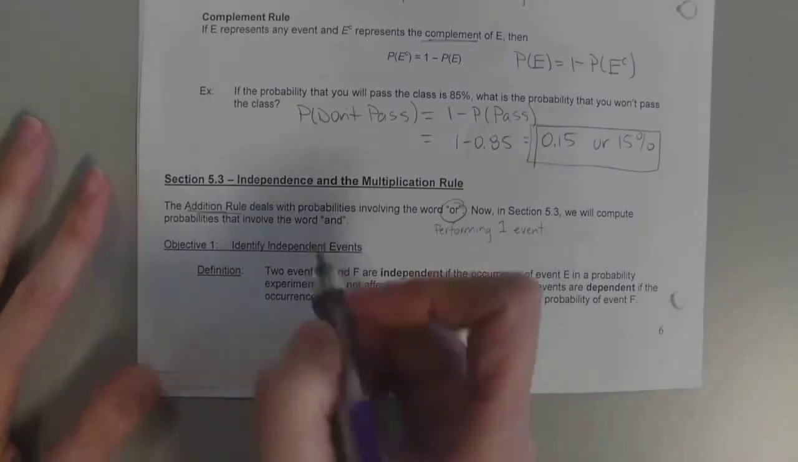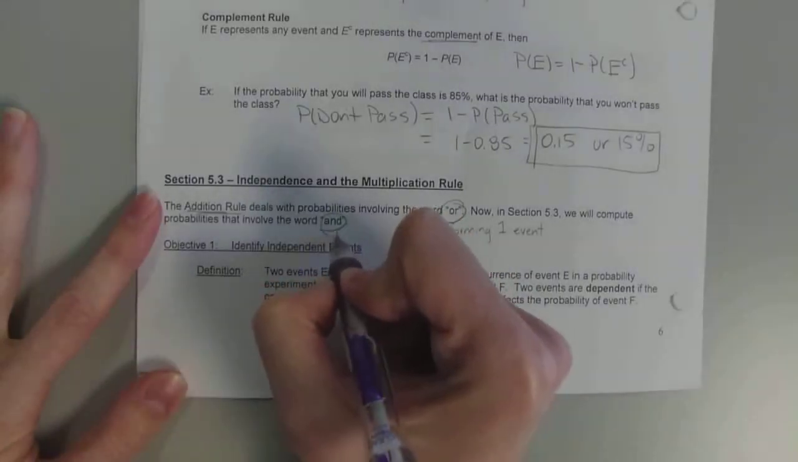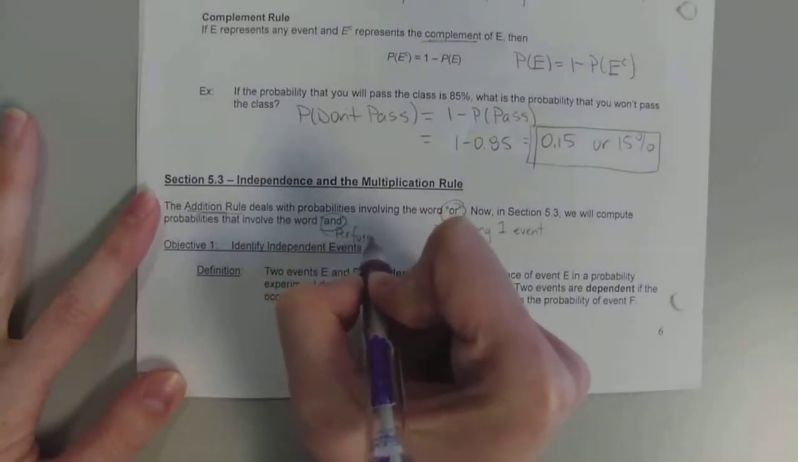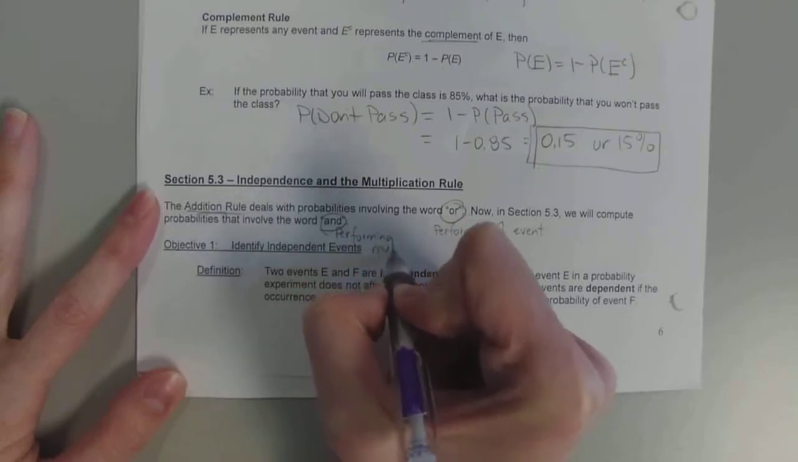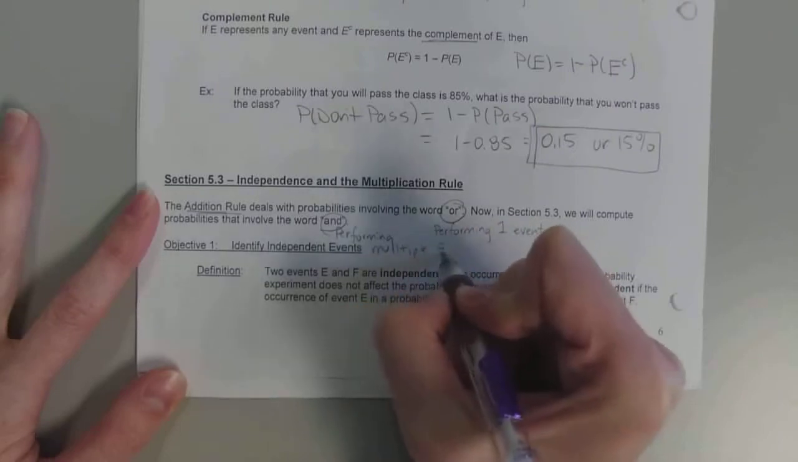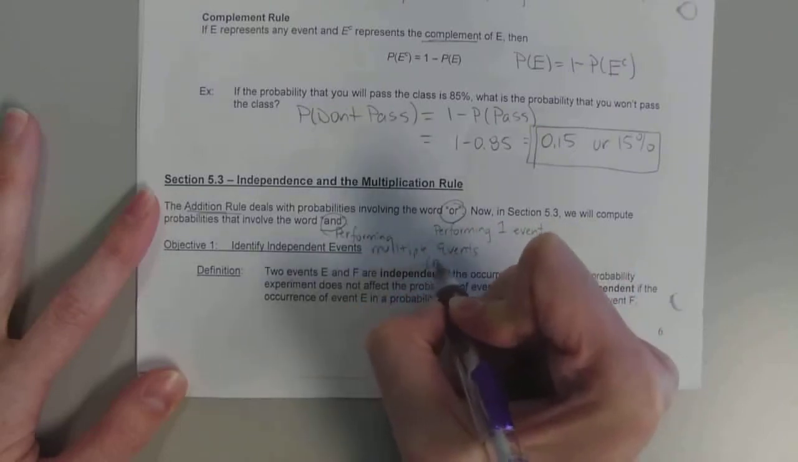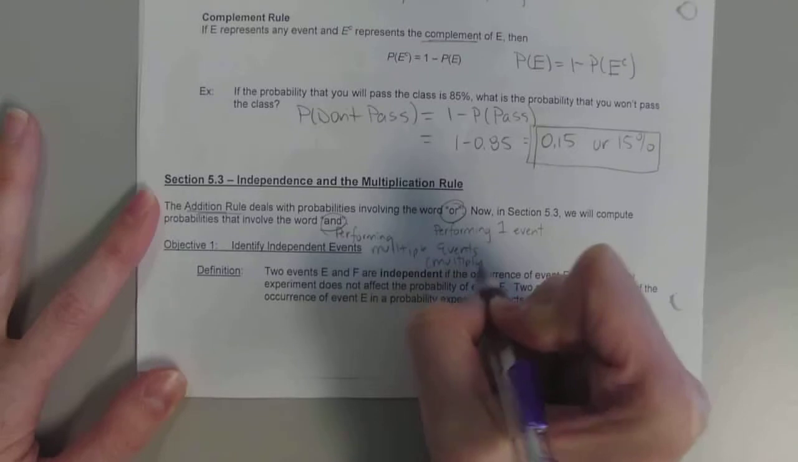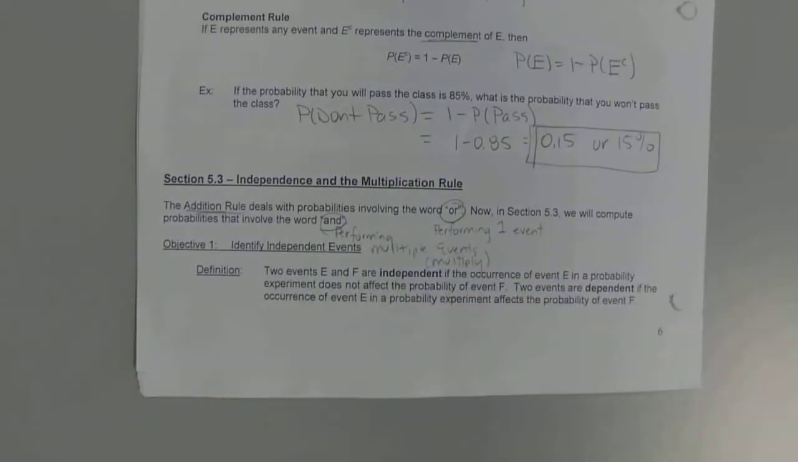When we have "and," and we're performing multiple events, we're going to multiply. And I'll point that out again when we get to the rule, okay? So on objective 1, it says identify independent events.